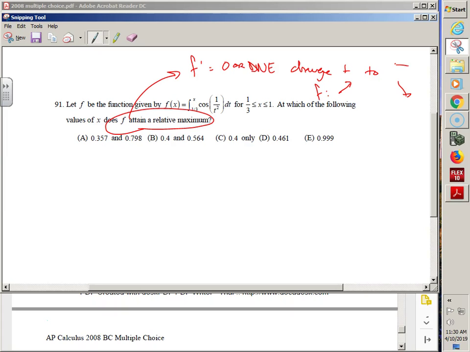Easier to just take my F and get my F prime using FTC part 2, which would be F of, Justin said it a second ago, plug in the X. F of u, I can do F of u times u prime, which is just 1. And then I would just go ahead and graph.